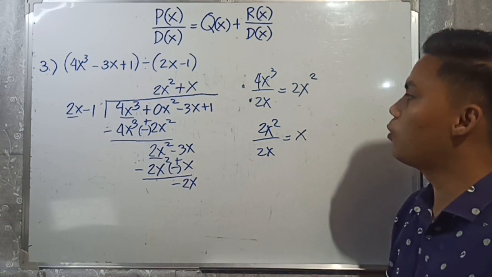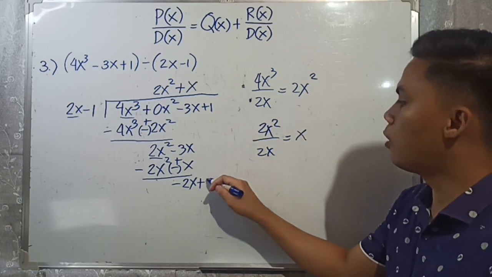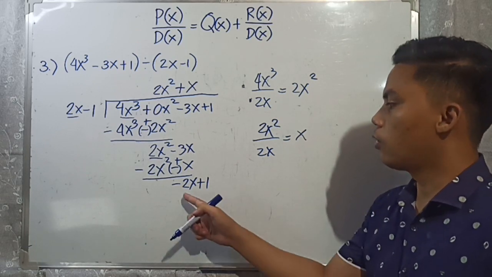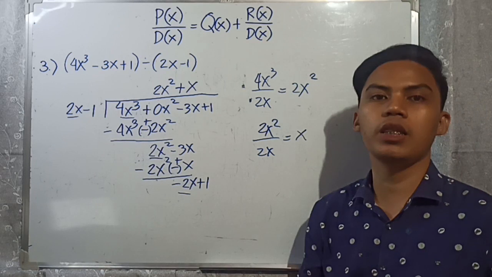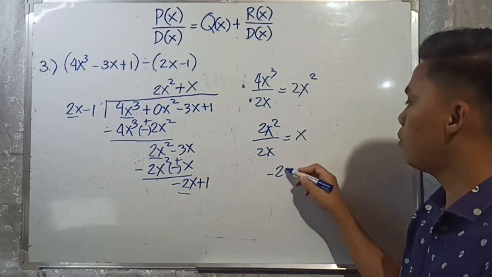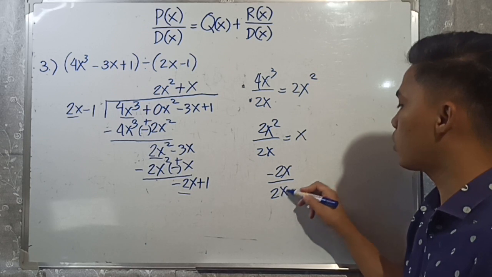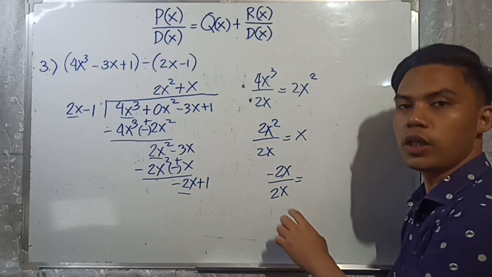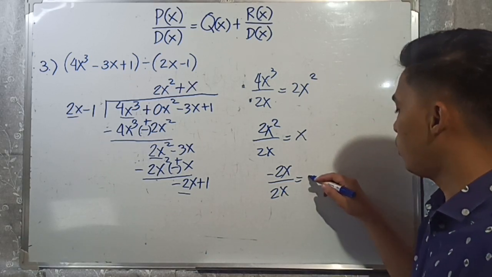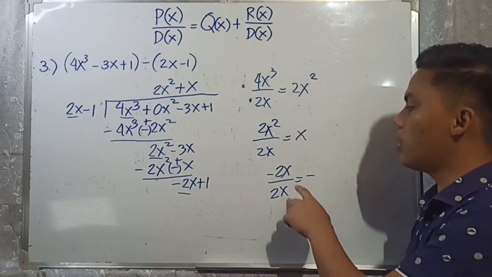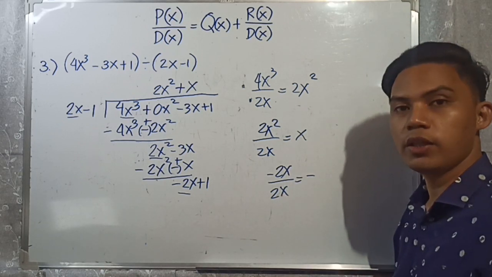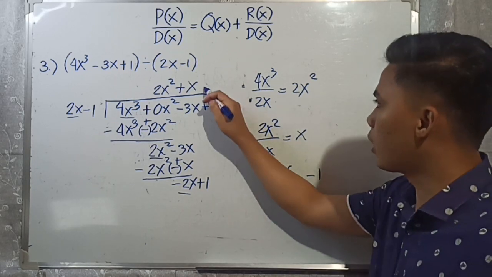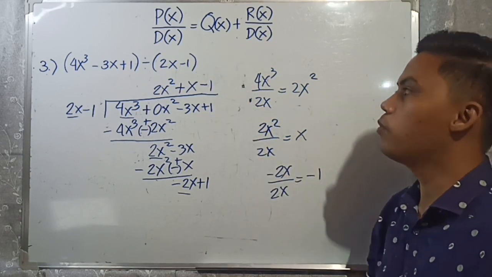Okay. Bring down natin yung next na term. So, we're going to bring down positive 1 or plus 1. Then, perform again the operations. So, divide muna. Negative 2x divided by positive 2x. Start muna tayo dun sa numerical coefficient. Negative 2 divided by 2, that is equal to negative 1. Okay? But since x divided by x is also 1, so the final answer would be negative 1. Okay. So, ilalagay natin dito sa last na column, negative 1.